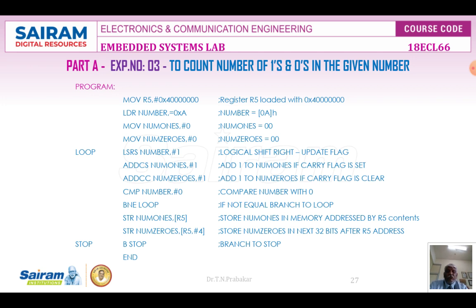Then I am going to initialize with LDR number equal to 0xA. A is equivalent to 10. The binary value is going to be 1010. In 1010 you can easily see there are 2 ones and 2 zeros available in the 4 bits. So that should be our answer. Then I am going to initialize num1s equal to 0 and num0s equal to 0 so that I can start counting the values.